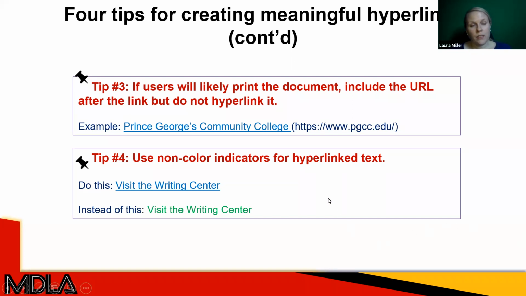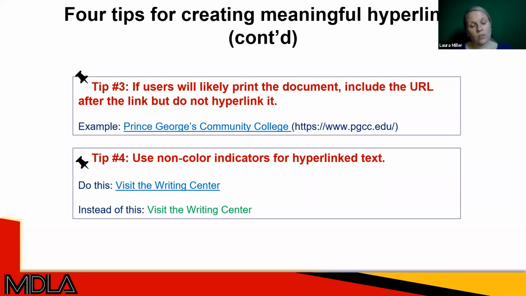And finally, tip number 4 is I would suggest using non-color indicators for hyperlinked text. So for example, "visit the Writing Center," I have underlined and I've made colored text, that is a link, instead of "visit the Writing Center" with no underlining. Because the issue is color can work well for those of us who are sighted, who don't have any issues with sight. But for those who are not, or for folks who may need another indicator, we want to use either an icon or underlining to indicate that this is a link. This isn't just colored text.